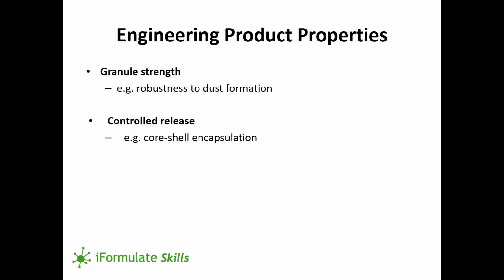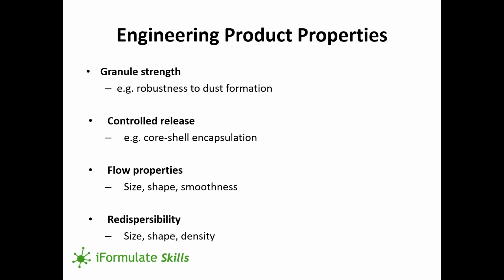And as a result of engineering the particle, we can influence and enhance the product properties. So for instance, we can make a granule strong such that it doesn't break down to form a dust, or we can encapsulate an active component to control its release properties, or we can make a solid flow better by altering particle size, shape and smoothness. Or we can make it redisperse better in water, for instance, by altering its size, its shape or its density.